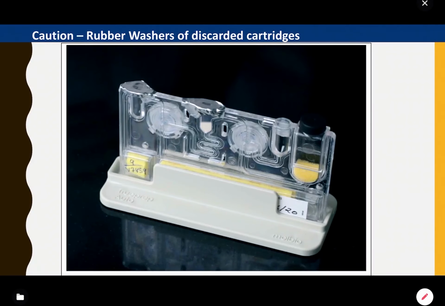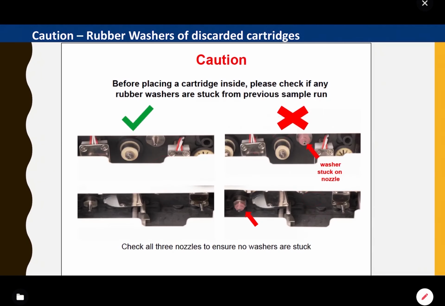The cartridge which we use for DNA extraction has some rubber washers. It is present in three places. Here you can see on the top here, and here again one, and somewhere here there is another rubber washer, in three places. Sometimes after you finish the DNA extraction and you discard the cartridge, this rubber washer is stuck to these particular nozzles, and when you insert a new cartridge, that cartridge will not load properly. Then you can get errors in DNA extraction. So for that reason, kindly check that these nozzles are free of any rubber washers.